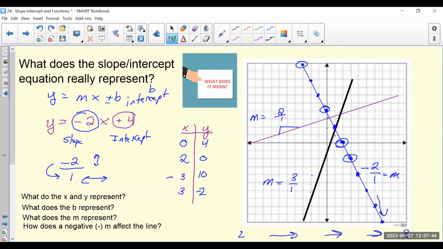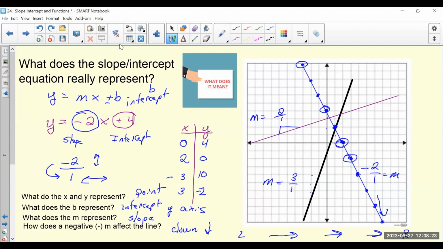All right, so the M, last time, slope. How does a negative? Negative goes down from left to right. The B is your intercept on the y-axis. Okay, X and Y represents a point on the line. So you got a point where it intercepts the y-axis, the slope, and whether or not it goes up or down. If it's positive, it goes up. If it's negative, it goes down.